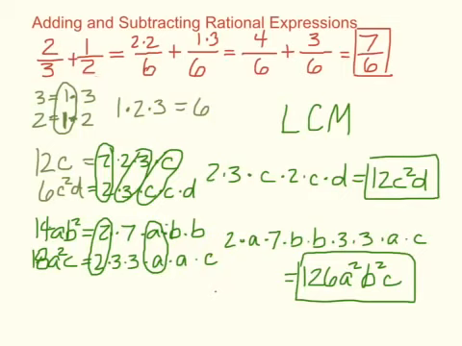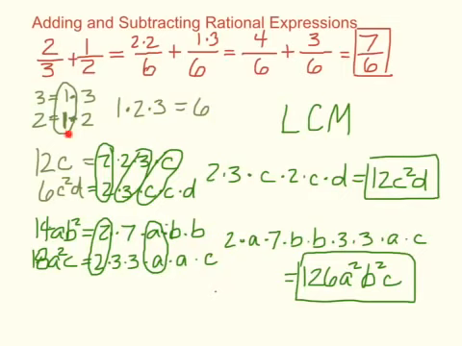2/3 plus 1/2. Well, I've got to have a common denominator in order to add these two fractions. The least common denominator is the least common multiple of the two denominators. To find this number, factor both the denominators. 3 is 1 times 3, 2 is 1 times 2. Circle the numbers that are in common. Write them down one time. Then write all the other numbers that aren't circled down one time.